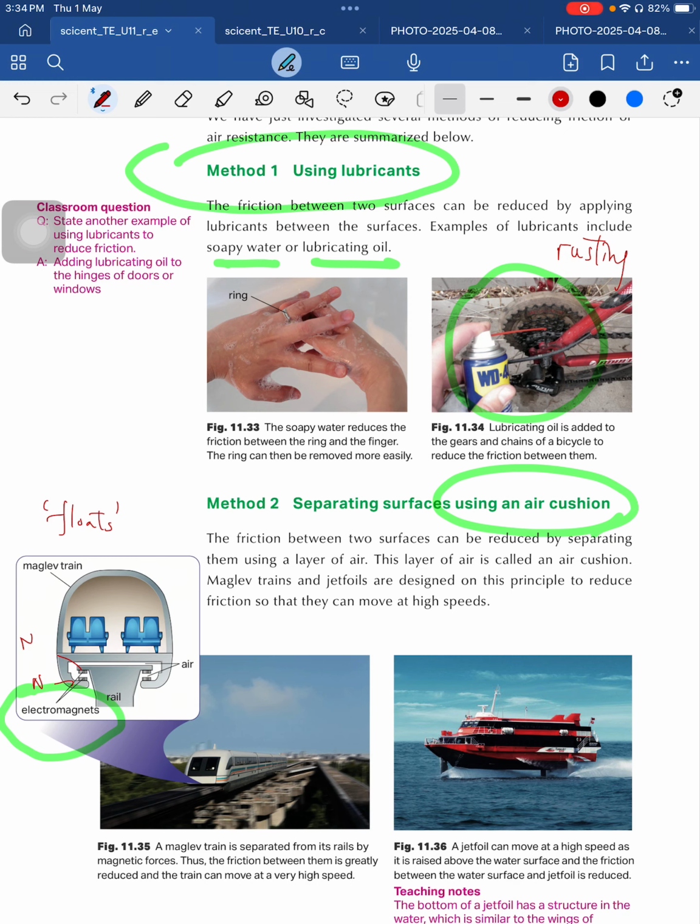And of course, there is another measure that we can use to reduce the resistance on the ship, which will blow out some air, using jet fuel. So of course, when we push the air outside, there will be less contact between the ship and the water.